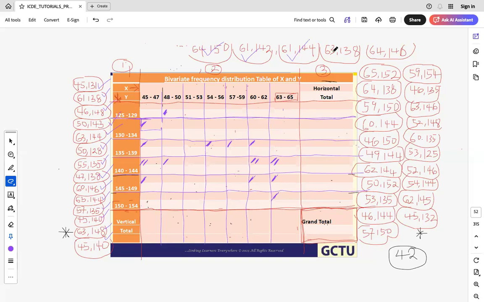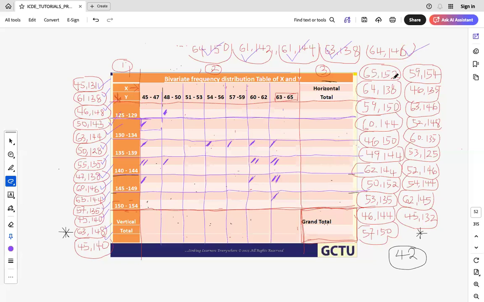This is also done. Then we have 63, 138. So 63 is here. We come down looking for 138. And then we land in this box for the first time as our first tally. This is also done. Then we have 64, 146. So 64 is in this range. We come down and look for 146. And then we land here. We have a second tally in this box. This is done. We continue with our data.